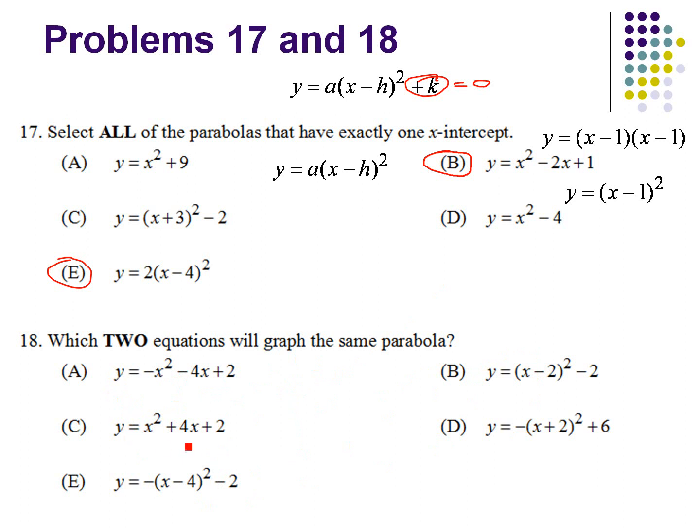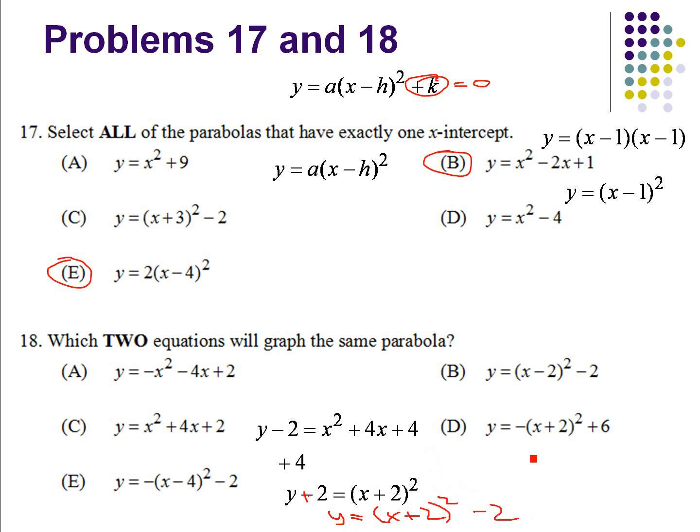So the easier one to complete the square on would be C. So I'm going to complete the square on it, subtract 2. I'm going to add 4 to both sides. That gives me y minus 2, y plus 2. Y plus 2 is equal to x plus 2 squared. So that means the equation for this one would end up being y is equal to x plus 2 squared minus 2. That is not any of my choices. So that means since nothing matched, I know he's out. So good chance it's going to be this guy then.